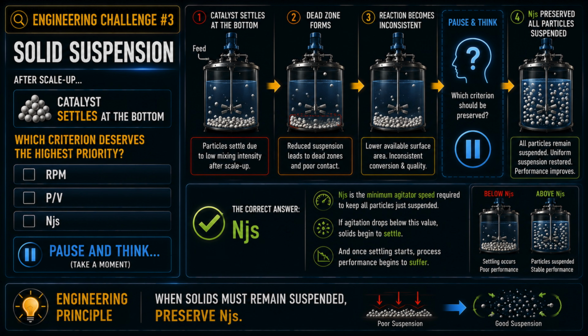NJS is the minimum agitator speed required to keep all particles just suspended. If agitation drops below this value, solids begin to settle. And once settling starts, process performance begins to suffer.